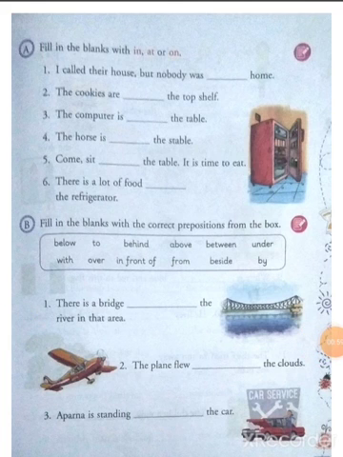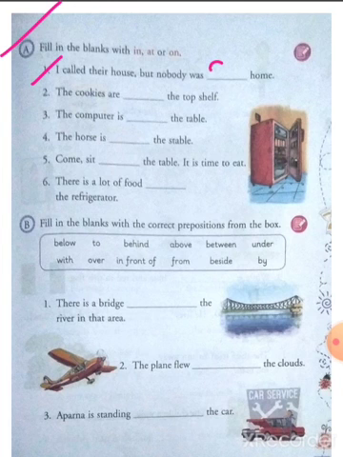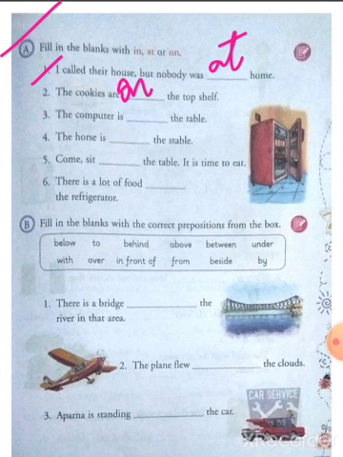Okay. Now the next page. Exercise A. Fill in the blank with in, at or on. First, I called their house but nobody was at home. The cookies are on the top shelf. The computer is on the table. The horse is in the stable.